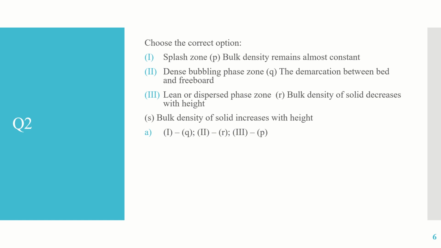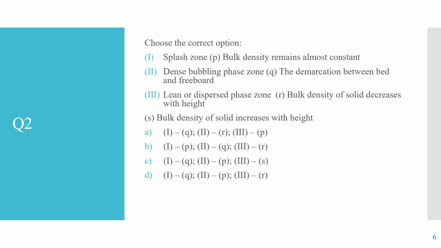What are all the options given? Option A: 1 for Q, 2 for R, 3 for P. Option B: P for 1, 2, Q for 2, 3, R for 3. Option C: Q for 1, P for 2, S for 3. And option D: Q for 1, P for 2, R for 3.